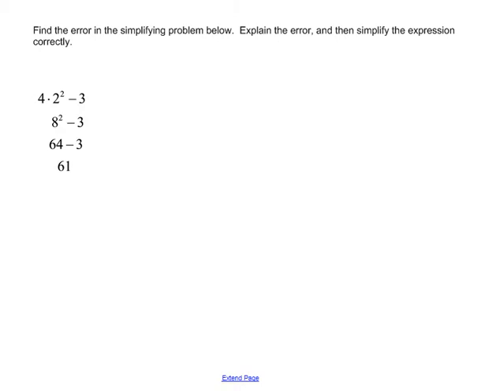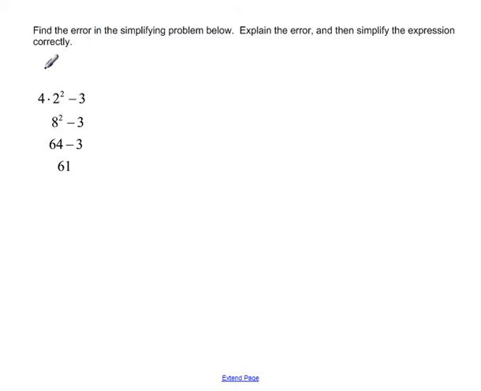Find the error in the simplifying problem below. Explain the error and then simplify the expression correctly. So this process can be kind of tough because it can be hard to find our mistakes sometimes, and sometimes it's harder even to find mistakes in someone else's work.